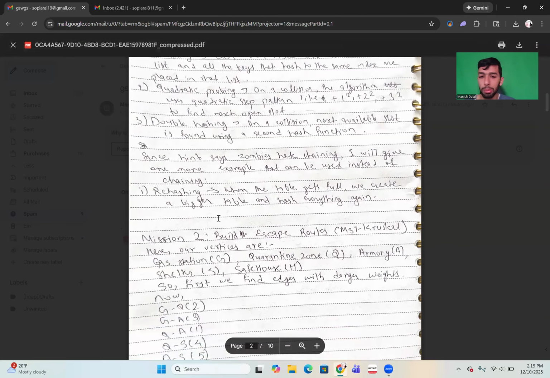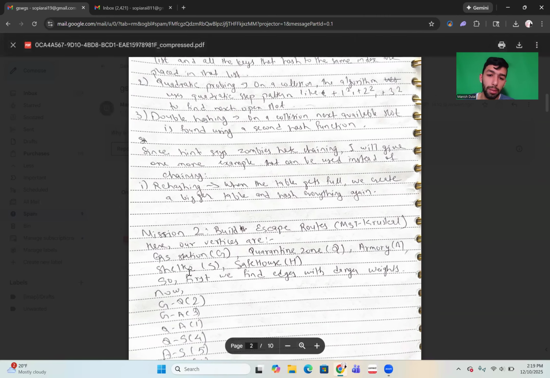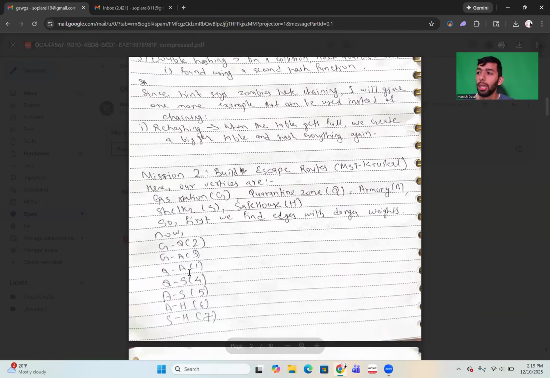And rehashing is also pretty much the same. The only difference is when the table gets full, we create a bigger table and hash everything again. That's the only thing. So that was mission one, securing the barricade. For mission two, build escape routes, we had to use MST Kruskal, and this was for 10 points.